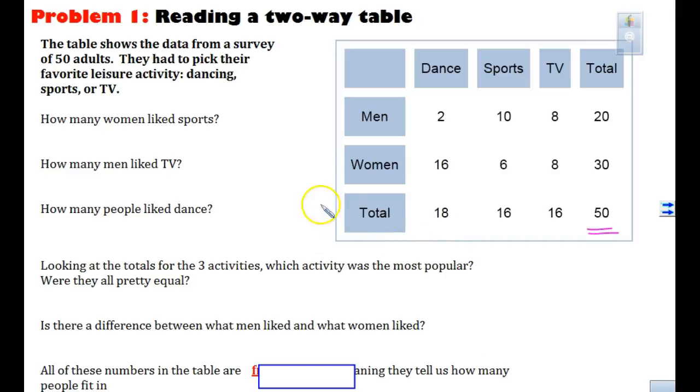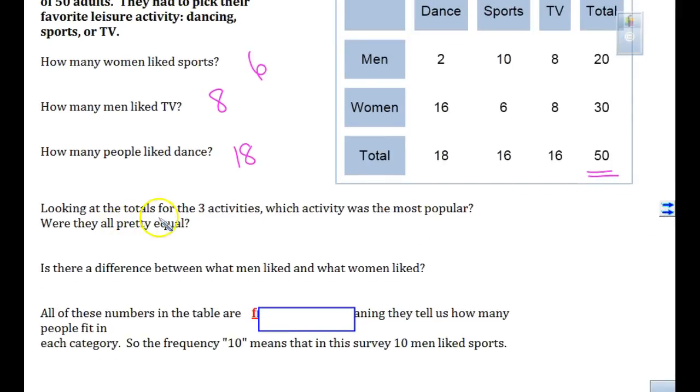So Tanya, how many women like sports? 6. Abby, if we're looking at how many men like to watch TV? 8. Ryan, how many people like dance? 18. The next question is asking us, if we look at the totals for our 3 activities, 18, 16, and 16, which one's the most popular?